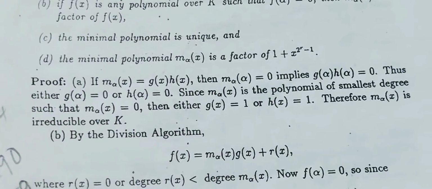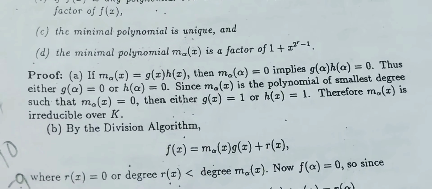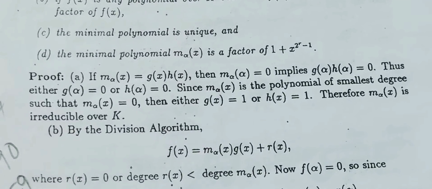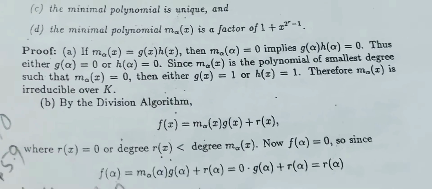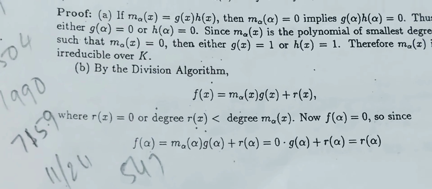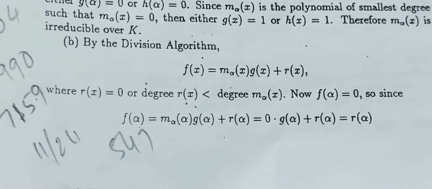And what next? f of x is any polynomial over k, with f of alpha equal to 0. Then m alpha of x is a factor of f of x. So by the division algorithm, f of x is written as m alpha of x into g of x plus r of x, where r of x is the remainder.